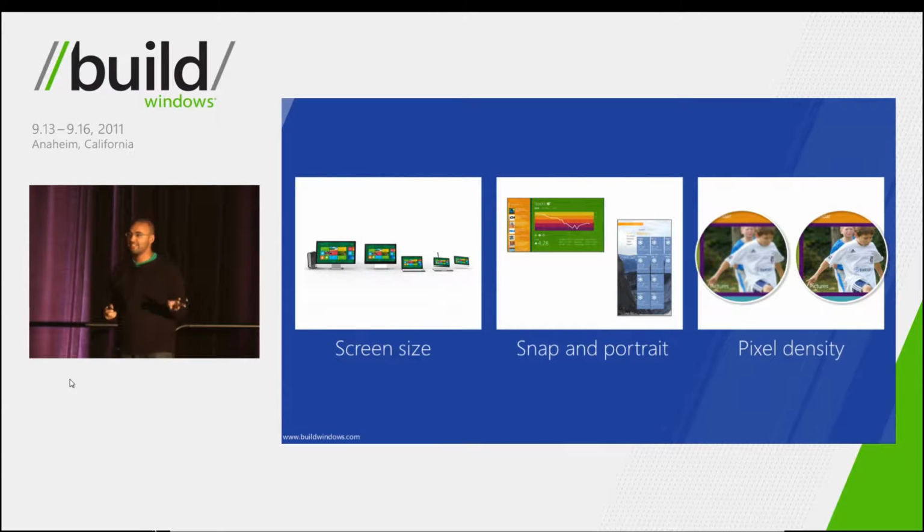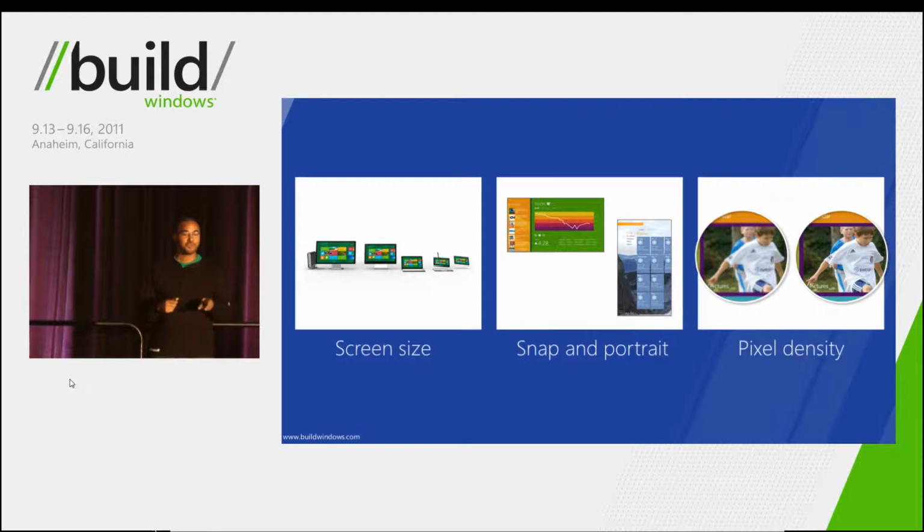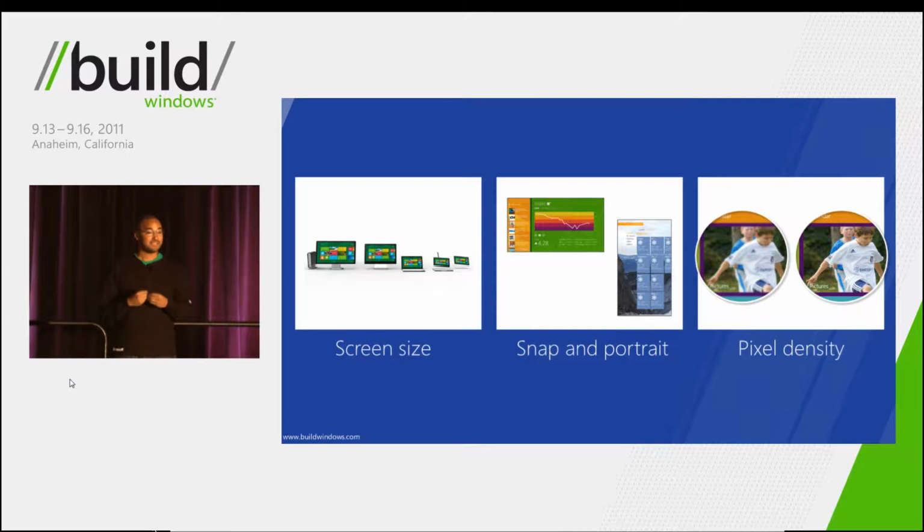There are 3 things that we're going to talk about today. 1, screen size. How do applications scale to different screens, from laptops to desktops and tablets? 2, we're going to talk about Snap and Portrait. Windows 8 supports new views for the widescreen and tablet form factor that your applications can take advantage of. And 3, we're going to talk about pixel density. Windows 8 supports higher pixel densities than any other release of Windows, and applications can look beautiful on 1080p HD tablets.